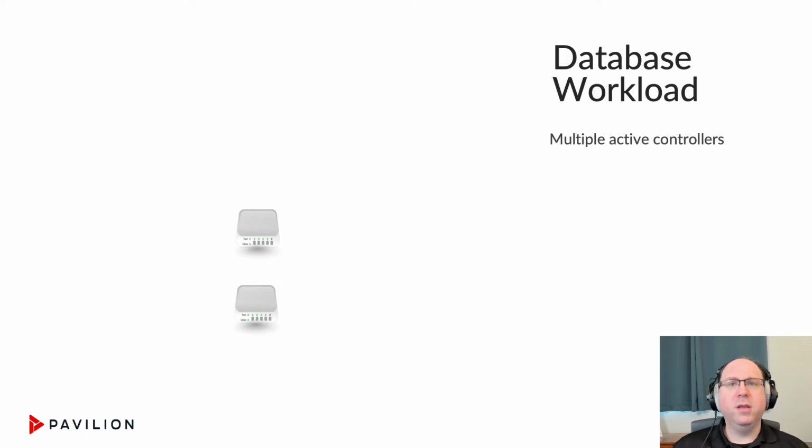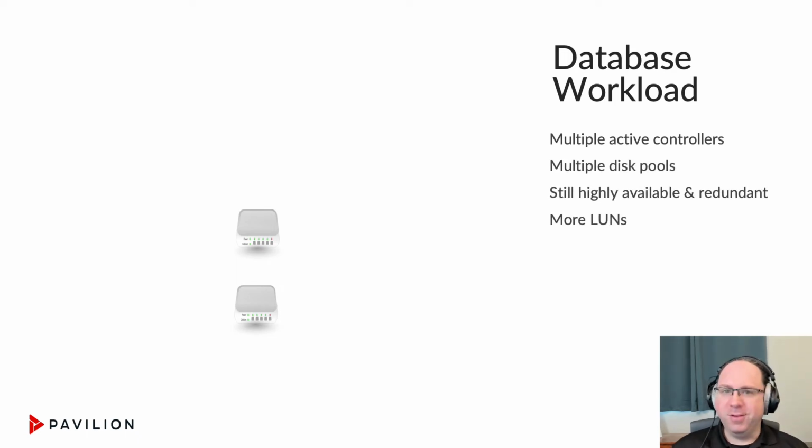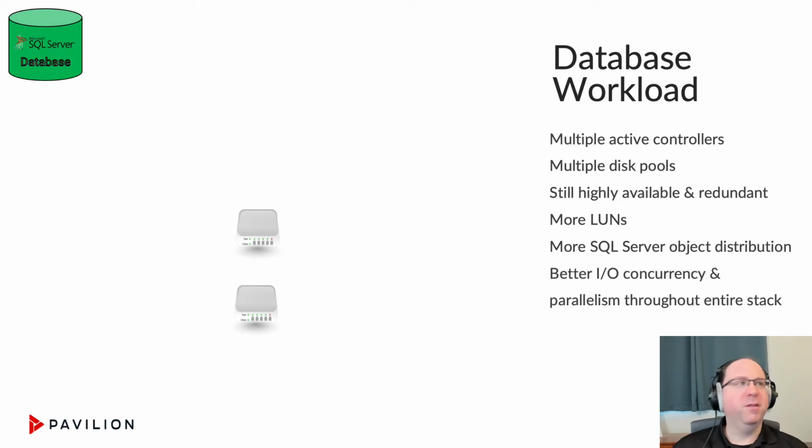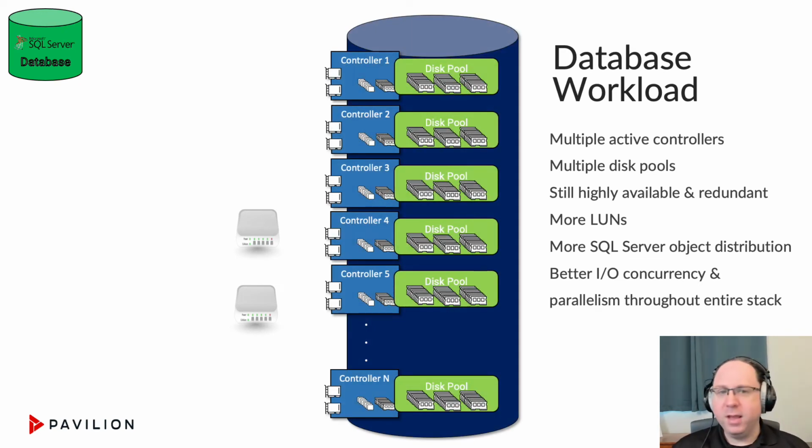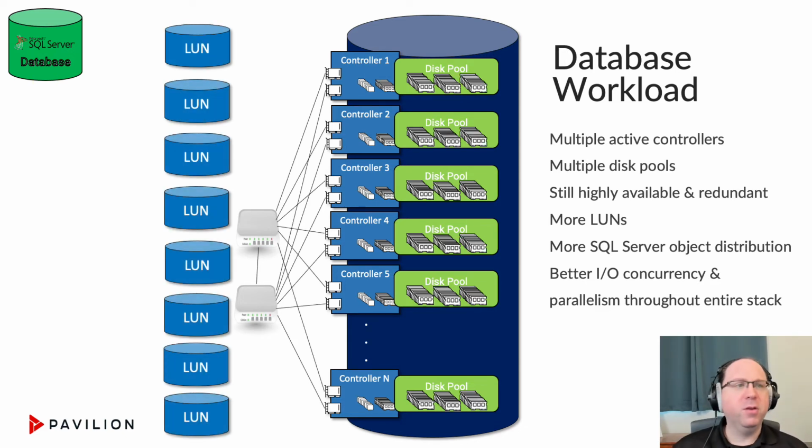When you take a look at multiple active controller architecture, things get really interesting. It's still highly available, it's still redundant. We're going to look at more LUNs, and then we're going to talk about more SQL Server object distribution because you end up with better concurrency, better parallelism through the entire stack. So take a database. Take a proper SAN. Lots of controllers, more redundant, more disk pools, less metadata to manage, more horsepower behind this, more speed of interconnects.